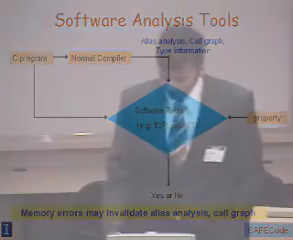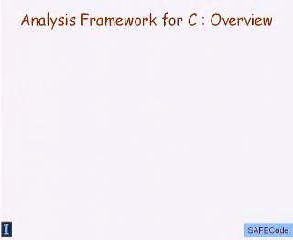In particular, as I'm going to show later on, if you have errors in your program, if you have bounds errors or dangling pointer errors, they may invalidate alias analysis and call graph.